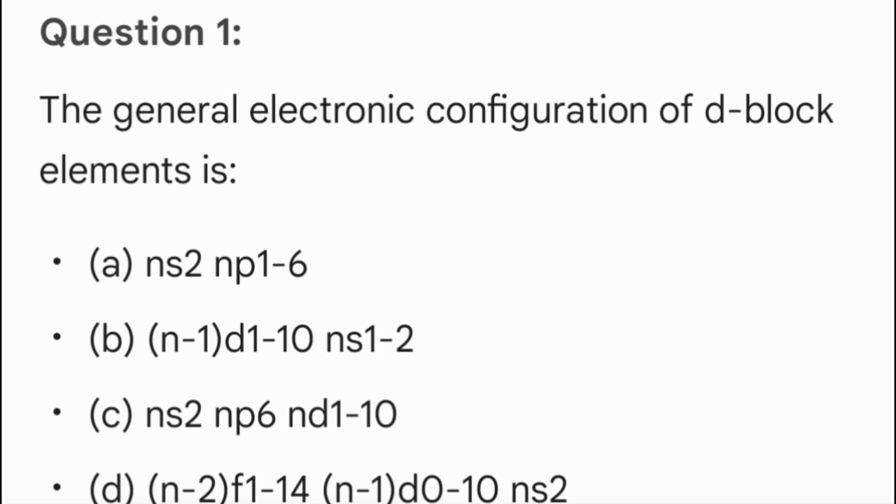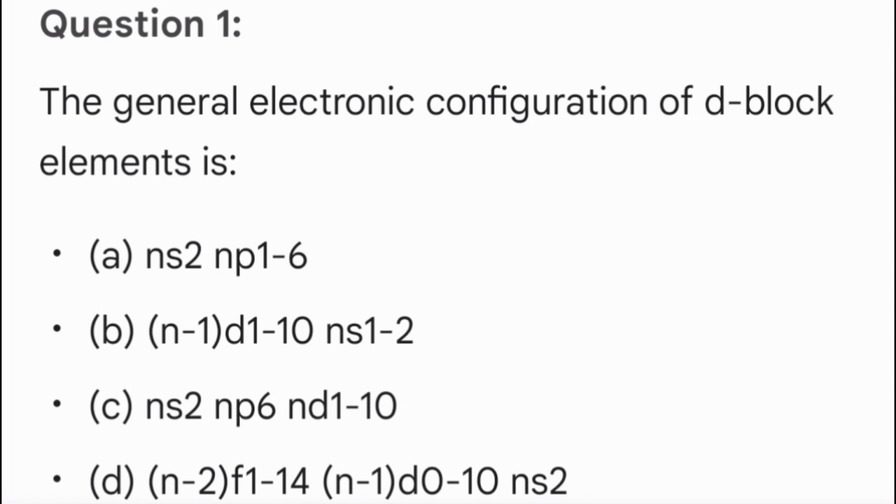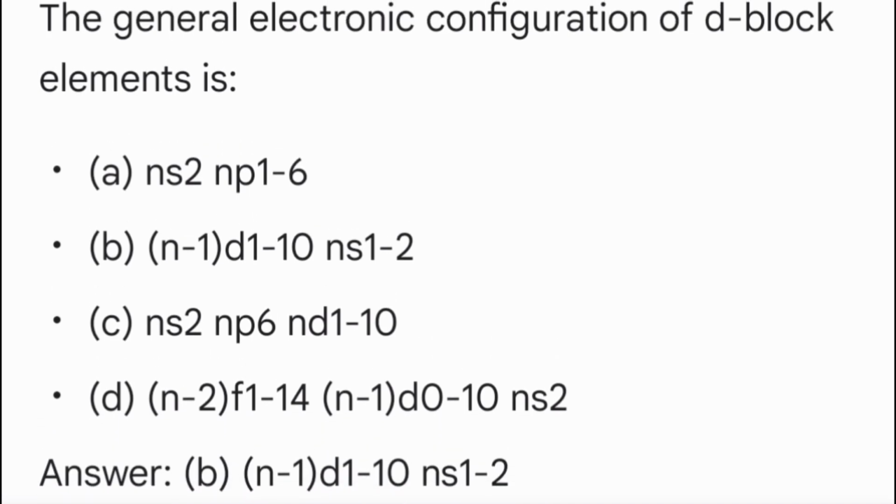Electronic configuration of d-block elements. Objective questions. Question 1. The general electronic configuration of d-block elements is: A. ns2, np1 to 6, B. (n-1)d1 to 10, ns1 to 2, C. ns2, np6, nd1 to 10, D. (n-2)f1 to 14, (n-1)d0 to 10, ns2. Answer: B. (n-1)d1 to 10, ns1 to 2.